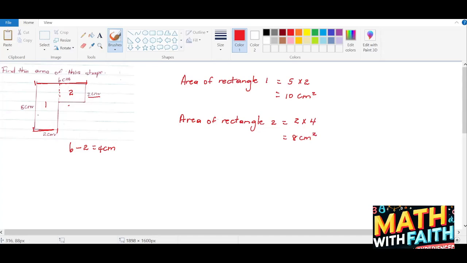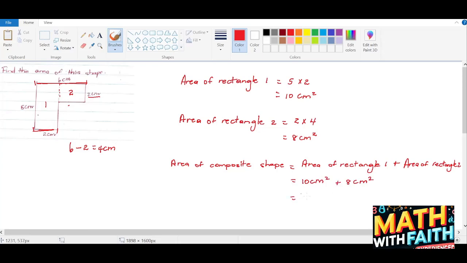So the entire area of the composite shape will be equal to the area of rectangle 1 added to the area of rectangle 2. So the area of rectangle 1 is 10 centimeters squared, and the area of rectangle 2 is 8 centimeters squared. So the total area is 10 plus 8, which is 18 centimeters squared. And that is how we can find the area of composite shapes.